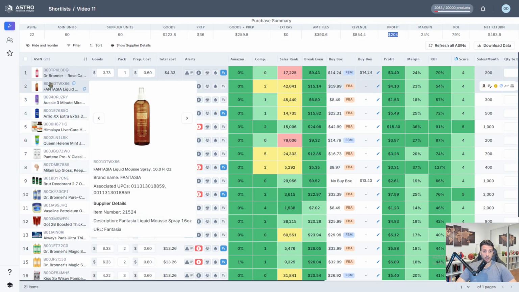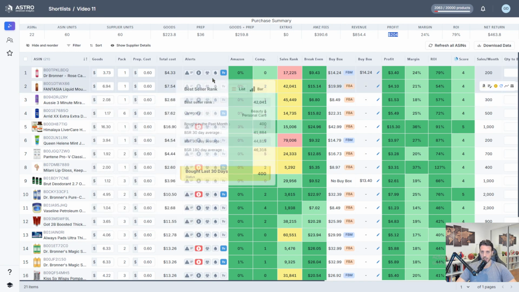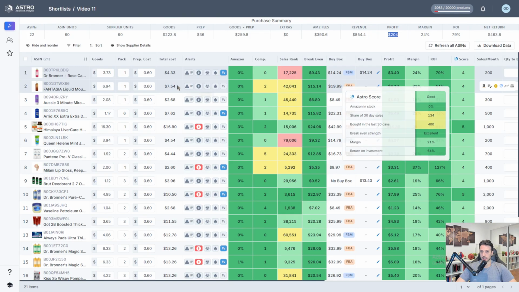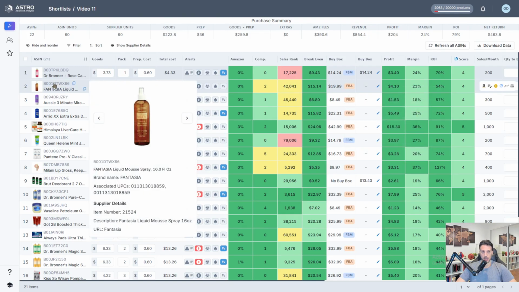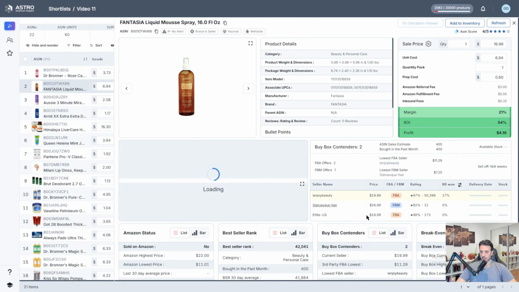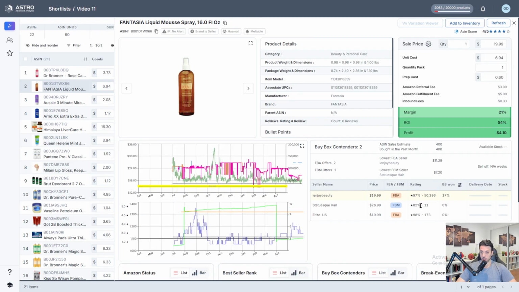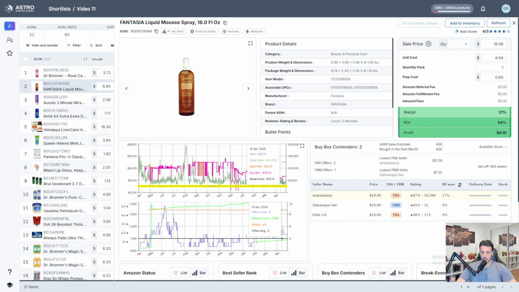Next one, Fantasia liquid mousse spray, 16 ounces. Cool, that looks fine. I see a lot of greens here. I just want to have a quick look at the chart and the sellers. There's only 3 sellers at the moment, which is nice and low. The chart looks fine. The price is a bit low. Looking in April, I see the price is a bit low. There's only 1 seller really dominating the listing, or they're not even dominating. 17% is not really dominating.